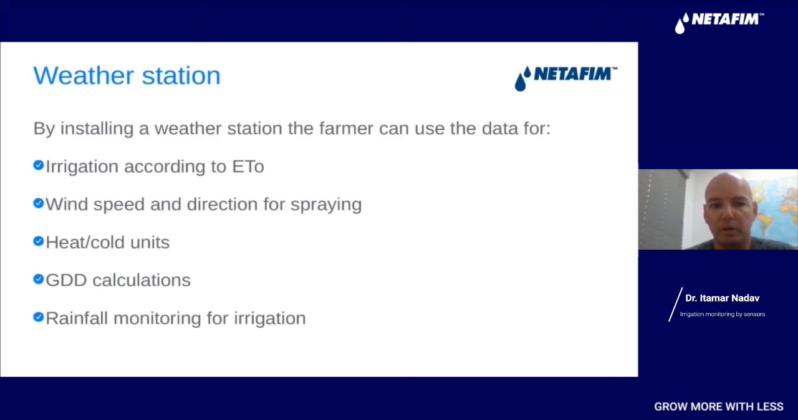We can do irrigation according to the ETo, the reference evapotranspiration that the weather station can calculate. We can have the wind speed and direction if we need to do some spraying, accumulative heat and cold units that we need for crop development, GDD, which is growing degree days, if we want to know the development of the crop, and of course the rainfall, which is very important if we need to know how much to irrigate after rain events.